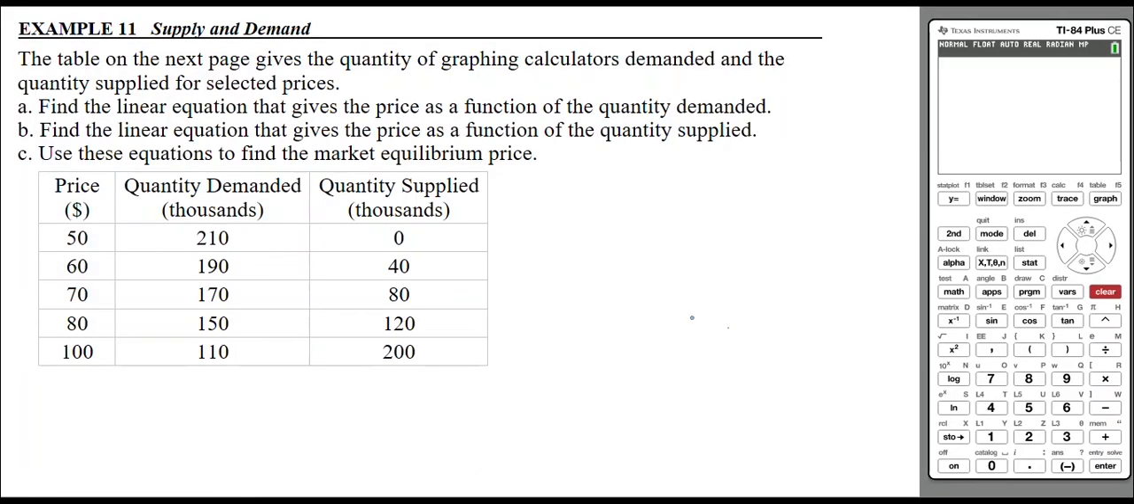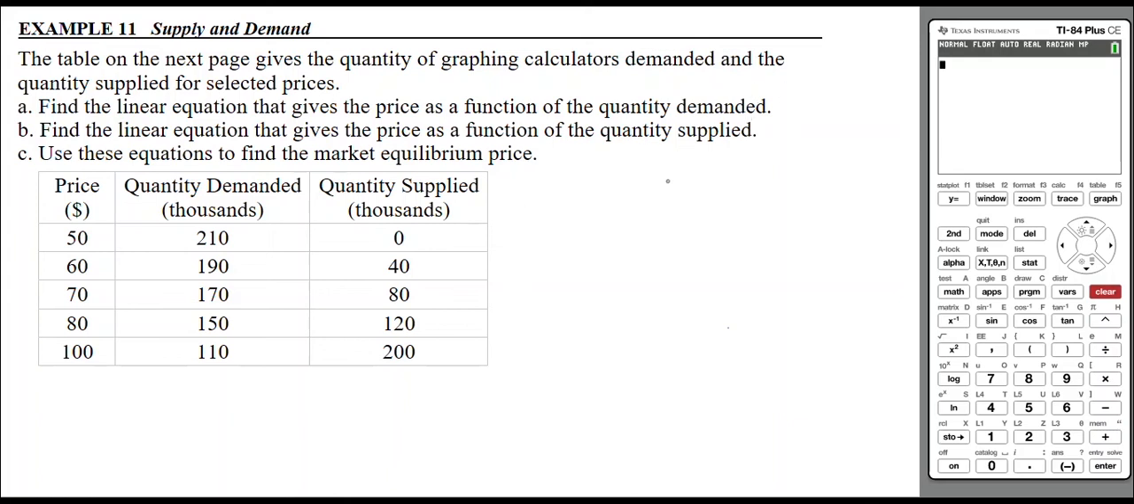With example 11, we have a problem of supply and demand. The table here gives the quantity of graphing calculators demanded and the quantity supplied for selected prices. The first task is for us to find a linear equation that gives the price as a function of the quantity demanded. Then we find the linear equation that gives the price as a function of the quantity supplied. Then we'll use these equations to find the market equilibrium price.